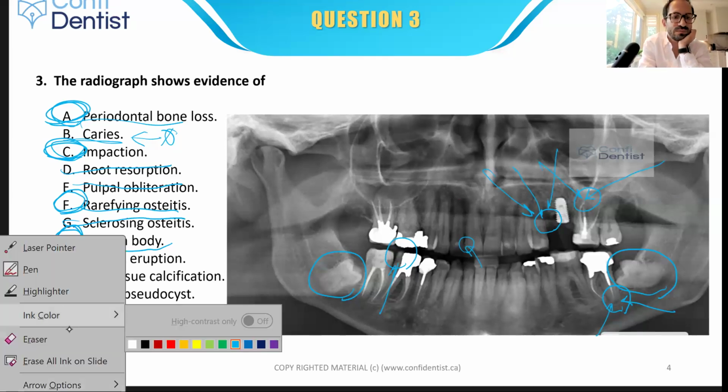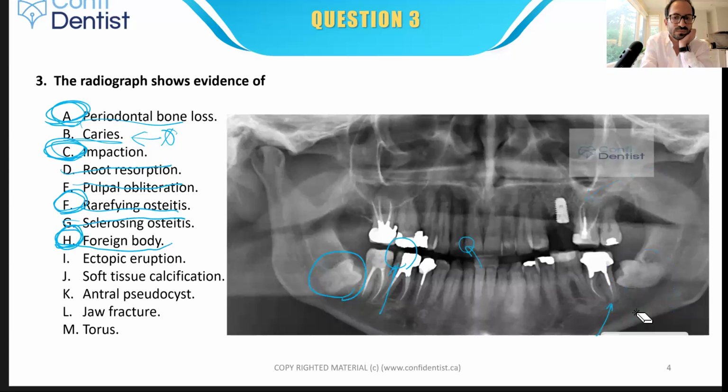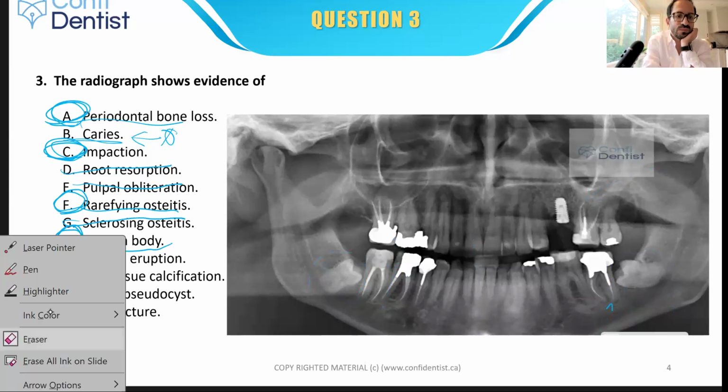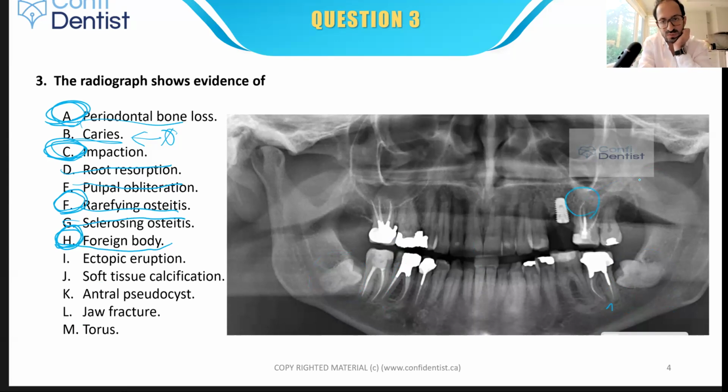Let me just clear it. Okay. So this is my foreign body. A broken instrument on 27, the mesiobuccal canal. Okay. Overhang can also be, this one can also be a foreign body if it's inside the soft tissue. It's very likely that this amalgam restoration is inside the soft tissue. So for that, you can select overhang. So it makes sense to me if you're selecting this one.